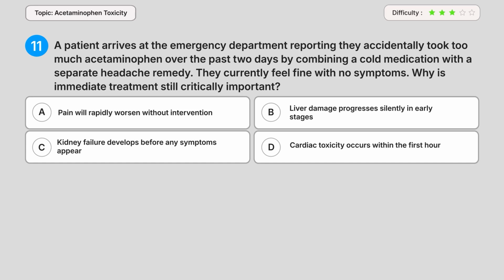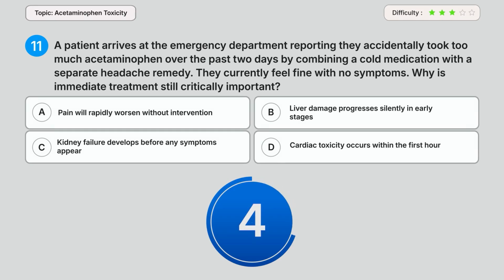A. Pain will rapidly worsen without intervention. B. Liver damage progresses silently in early stages. C. Kidney failure develops before any symptoms appear. D. Cardiac toxicity occurs within the first hour. Can you guess the answer?